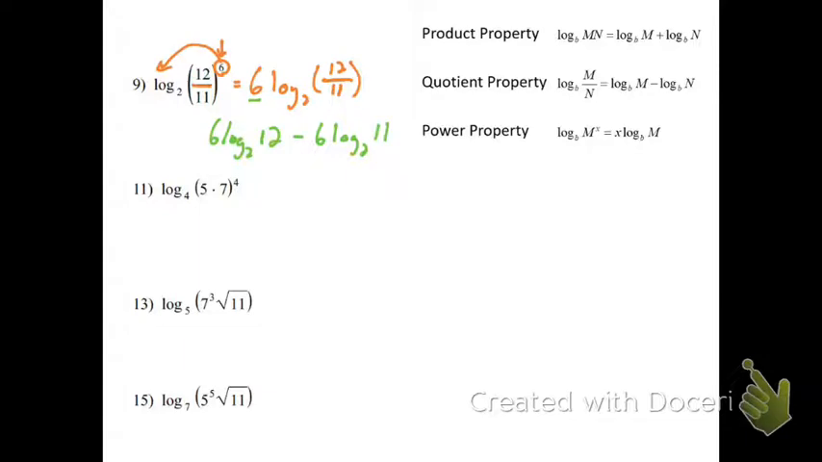So even though the 6 is out front, it's got to be out front here and there. So that's going to be your completely expanded logarithm, if you want to call it that.